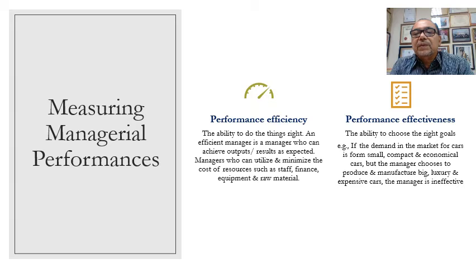Then performance of effectiveness: the ability to choose the right goals. For example, if the demand in the market forecast is for small, compact, economical cars, but the manager chooses to manufacture big, luxury and expensive cars, the manager is considered to be ineffective. What is this performance of effectiveness? There's a car, but let me go back to the furniture.